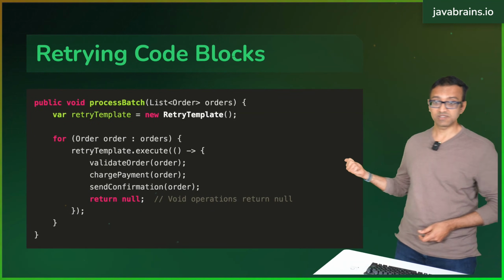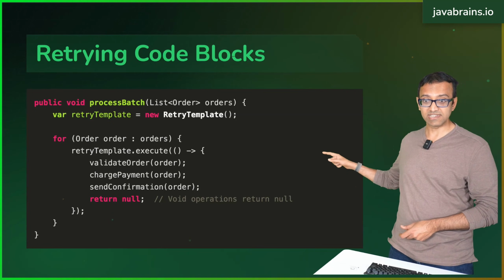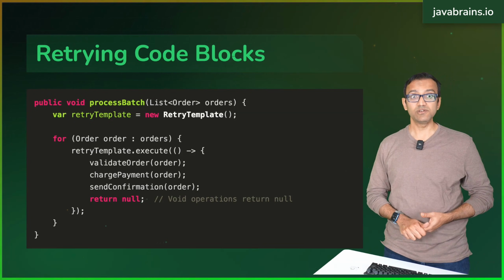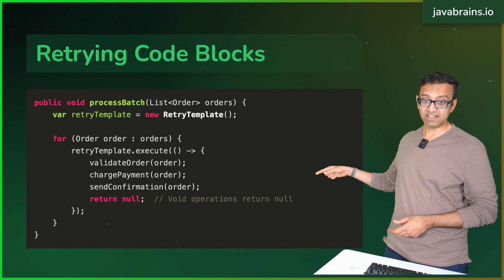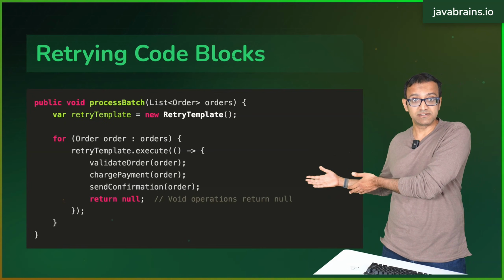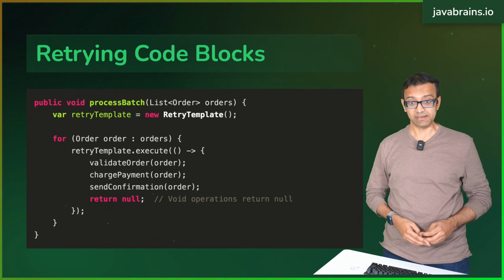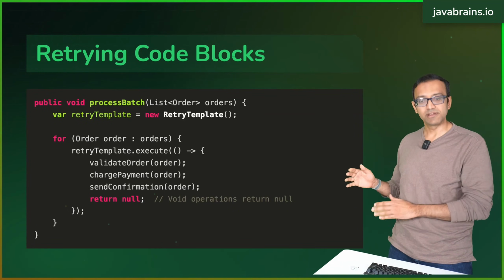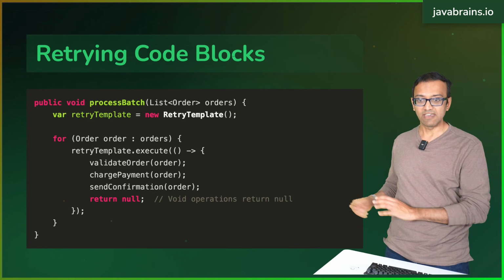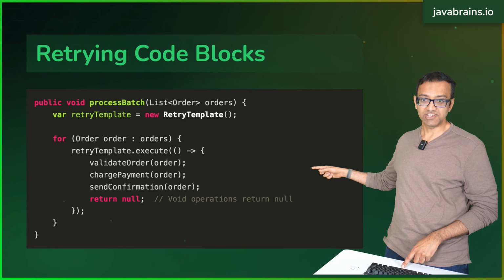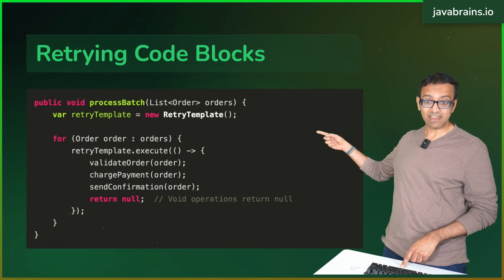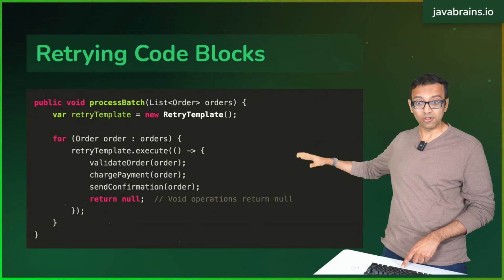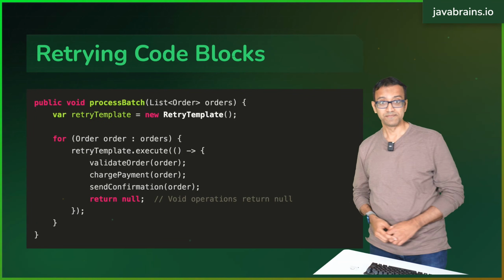Retrying code blocks. This is possible now. Retry template.execute. You see here I'm doing 3 things. I'm doing a sequence of operations as a unit. If any of that step fails with a retryable exception, the entire block is retried from the beginning. So if you're doing this, it's like you put that whole thing in a method. Nothing is different, but you need to make sure that they're all idempotent. If validate order passed and charge payment failed, and it is a retryable exception according to the retry template, it's going to validate order again, but it's going to retry the whole block again. That's something to keep in mind.